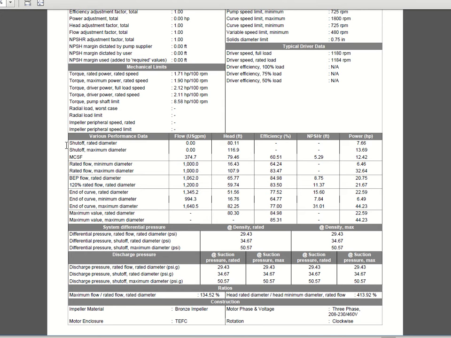What we're most interested in here under various performance data is the best efficiency point flow at the rated diameter. It's 1062 GPM, at 65.77 feet. And the best efficiency for this pump is 84.98. We also want to look at the 120% rated flow at the rated diameter, and we're going to jot those values down too. And then we're going to go back to the calculations page now, and we are going to see where they fall.